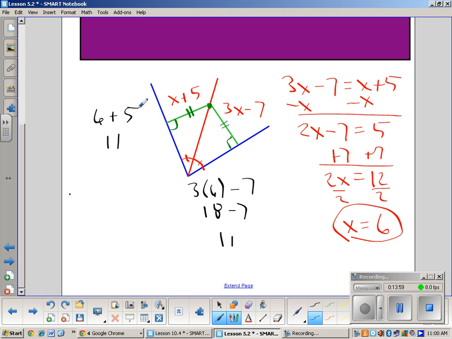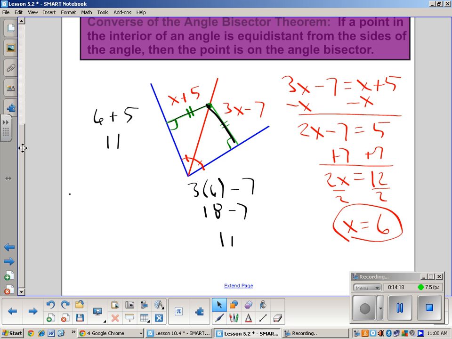Now the next one is the converse of that. And remember, converse just switches it around. So the converse is saying if I already know this point is equal distance from the rays, then that means the point is on the angle bisector. And it looks like that.